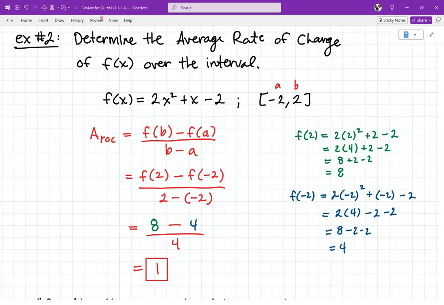It's not a hard process. It's pretty easy. The only part that takes a little bit of time is when you plug in your f of a and your f of b. And that really depends on you. If you're really fast at the math, then you're going to fly right through it. If it takes you a little bit more time, you may have to put it into your calculator.